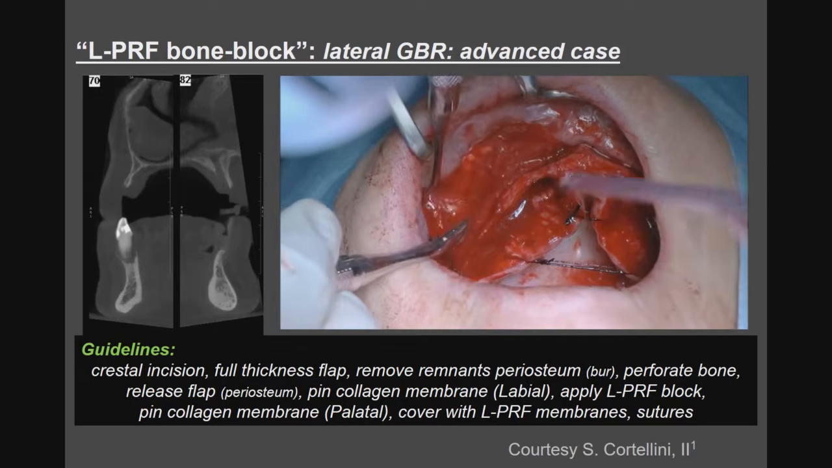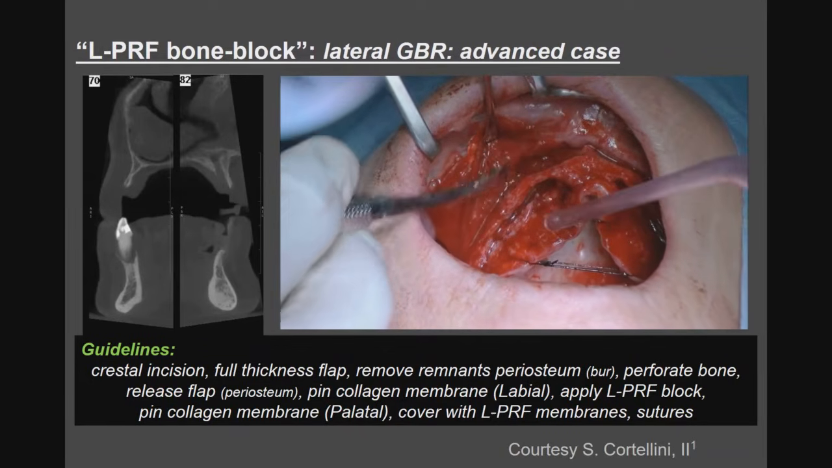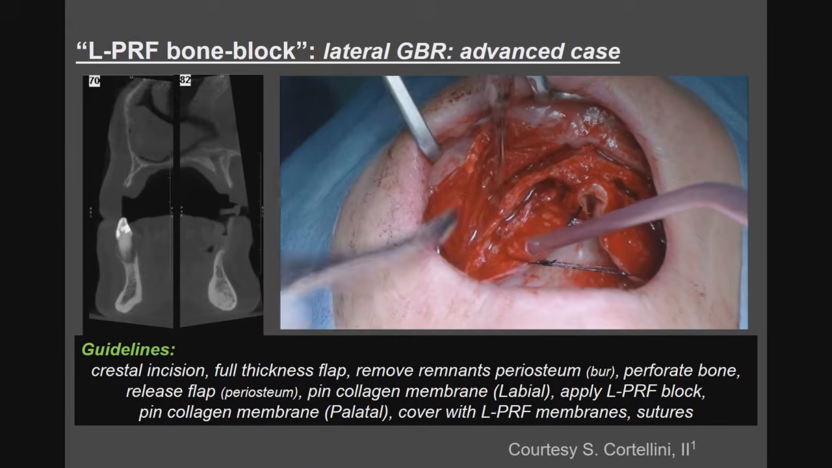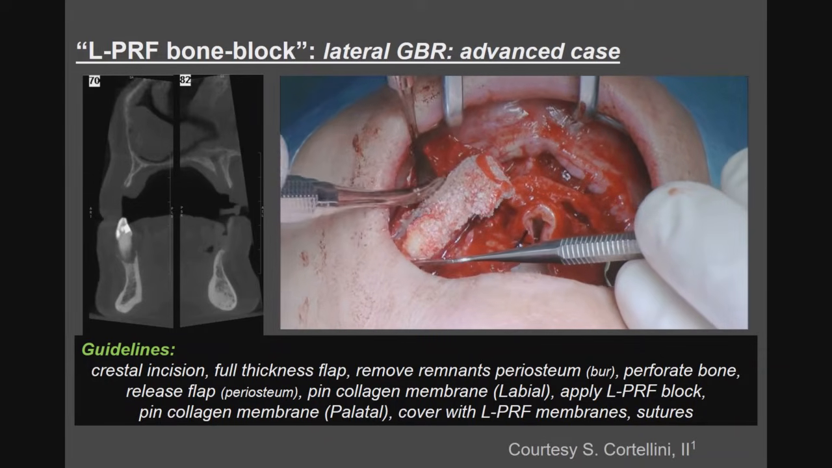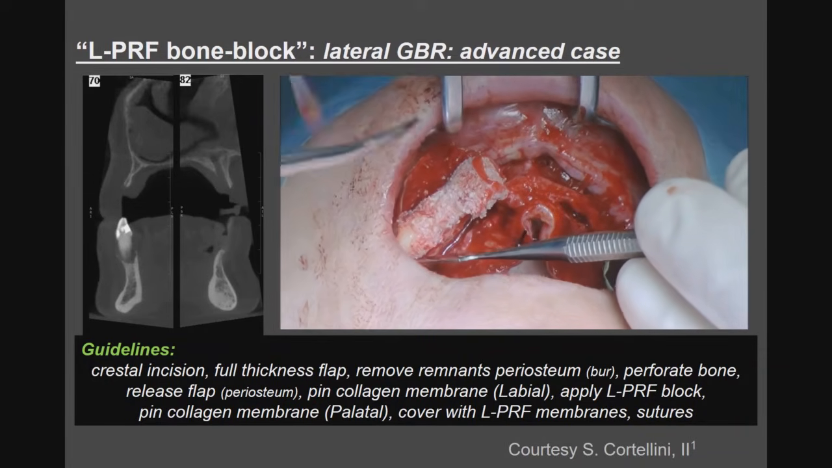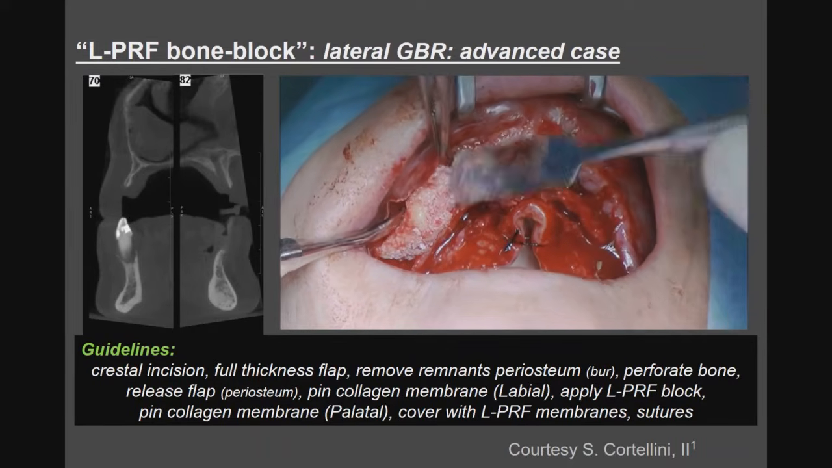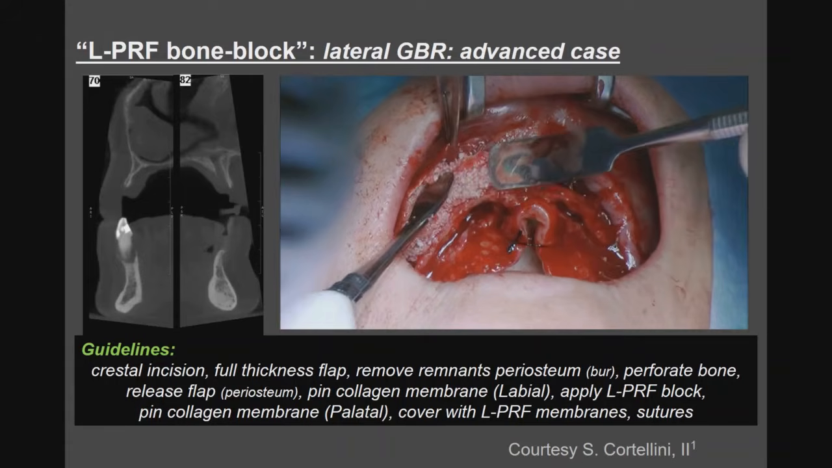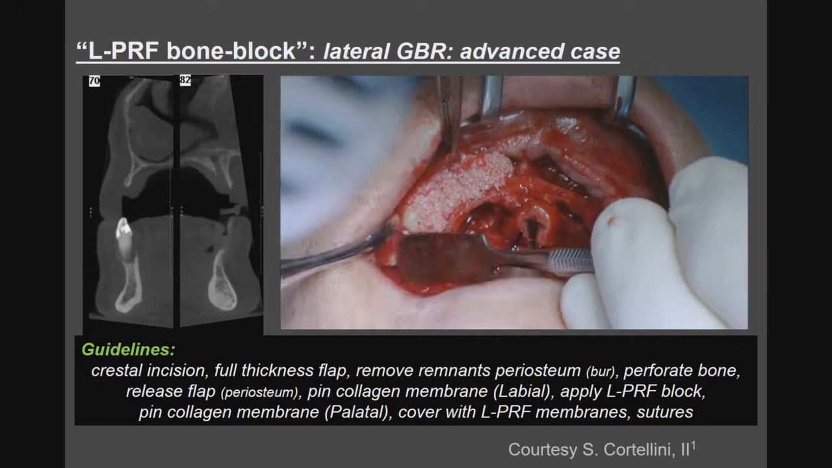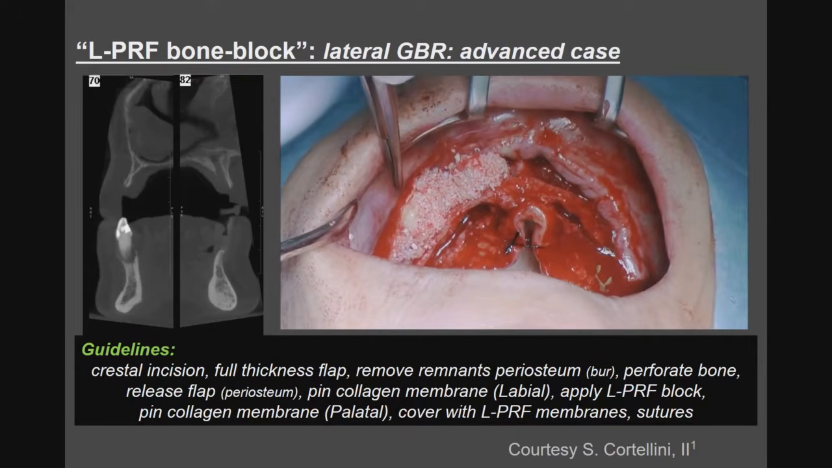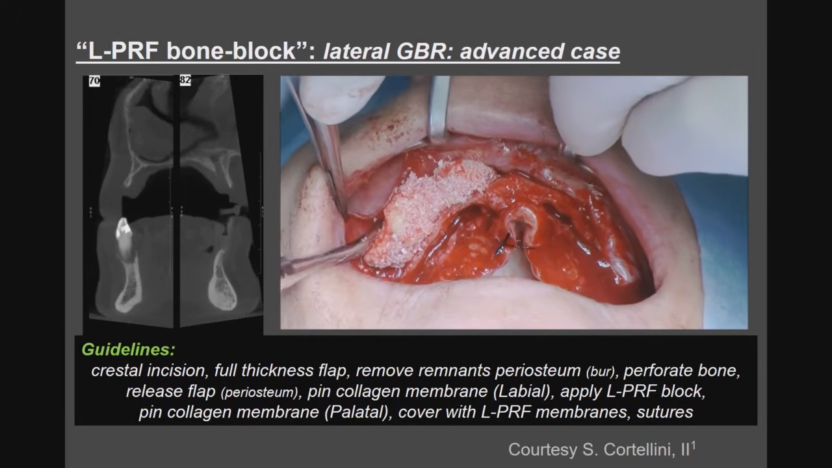the nice opening that has been created, here you see now the LPRF bone block. Of course, you can shape it, you can remove pieces of it if it is too big. You see also small parts of membrane. And then the closure of the membrane on the palatal side.